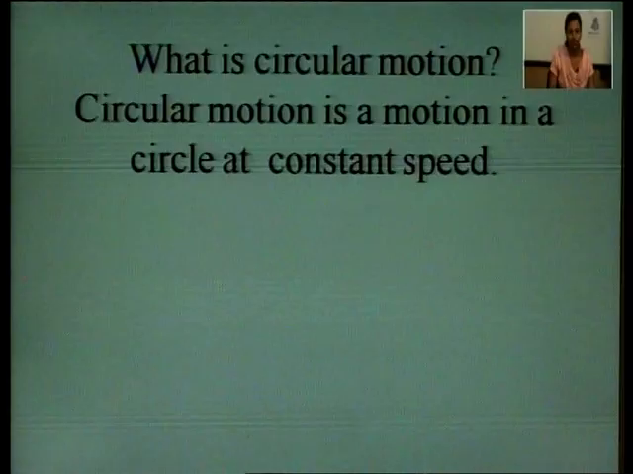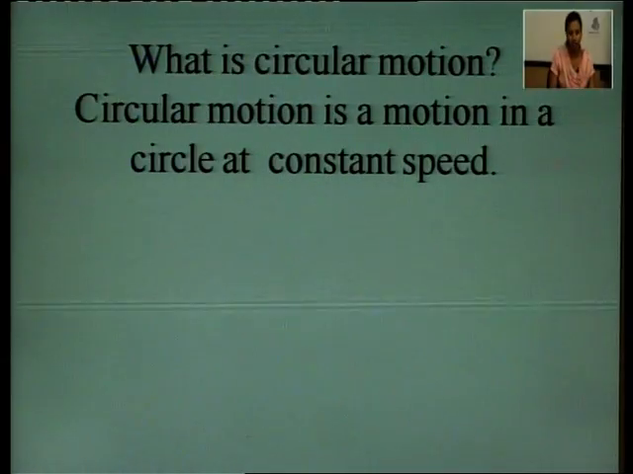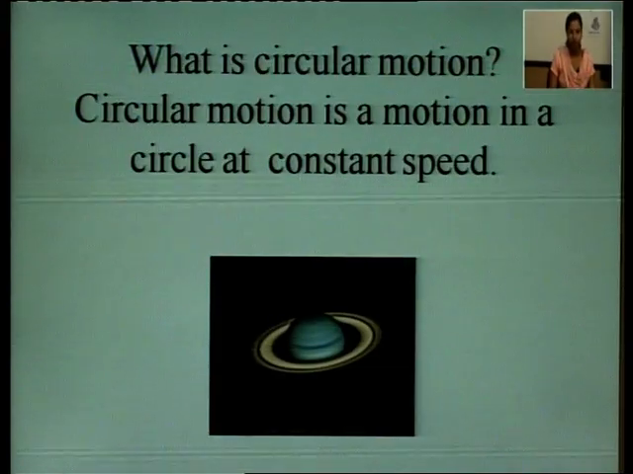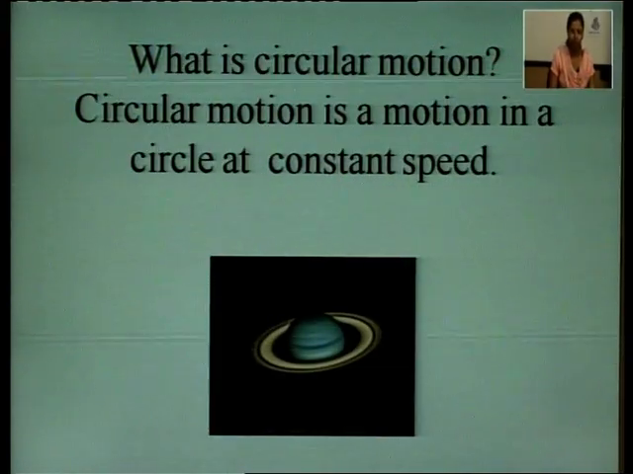A circular motion is a type of motion in a circle at constant speed. When a body moves in a circle with constant speed, then it is called circular motion. If we want to specify it, we can say it is a uniform circular motion. Like the motion of any planet around another body, like the motion of the earth around the sun, is a type of circular motion.